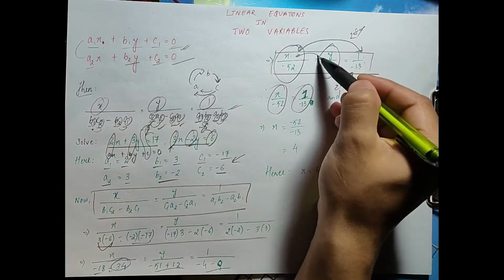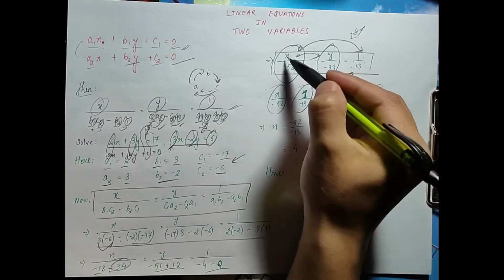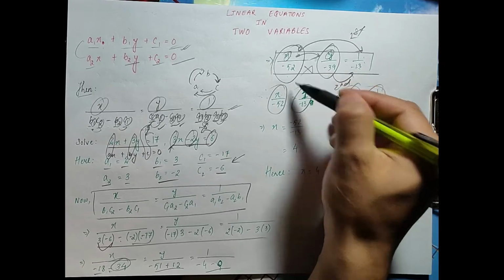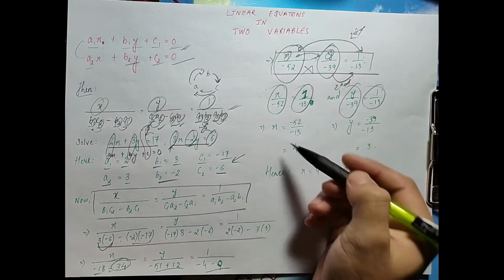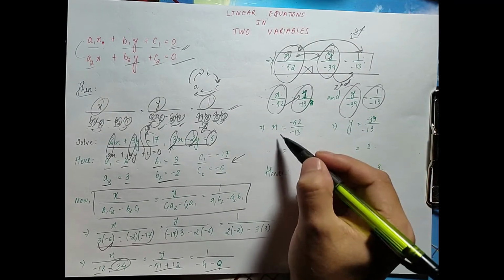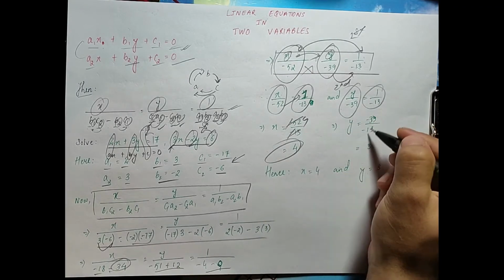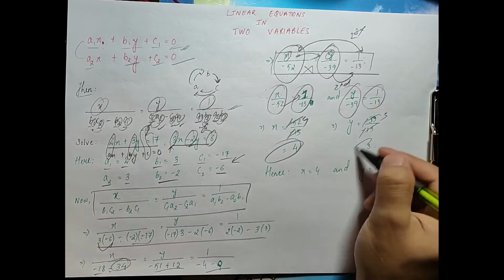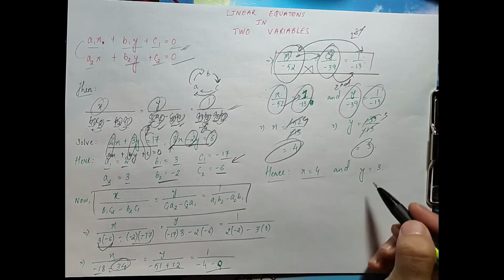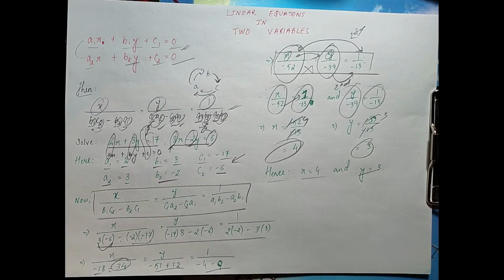Obviously we don't want to take x and y together. Why? Because then we'll have two variables and we cannot solve it. Fine. Once we have this, then we know that 52 will go here, so x will become this, minus minus cancel, 13 times 4 is 52, so x is equal to 4, y minus minus cancel, 13 times 3 is 39, y is equal to 3. Hence we have x is equal to 4 and y is equal to 3. It is as simple as that.